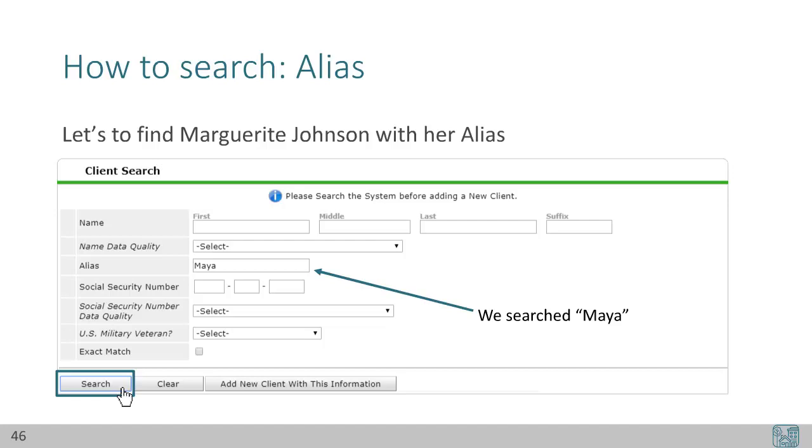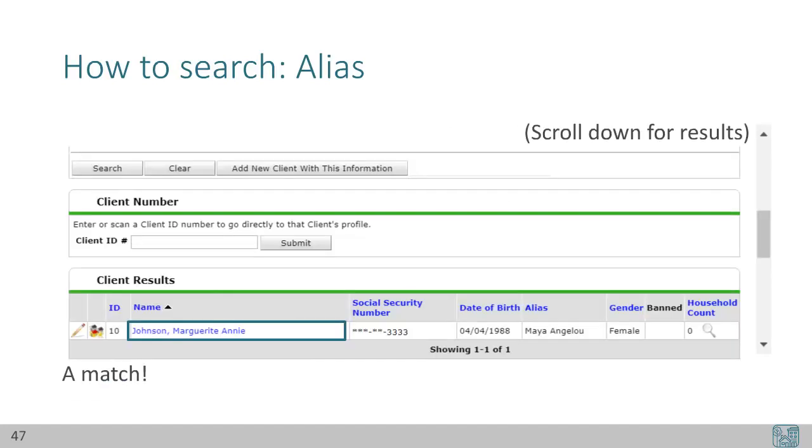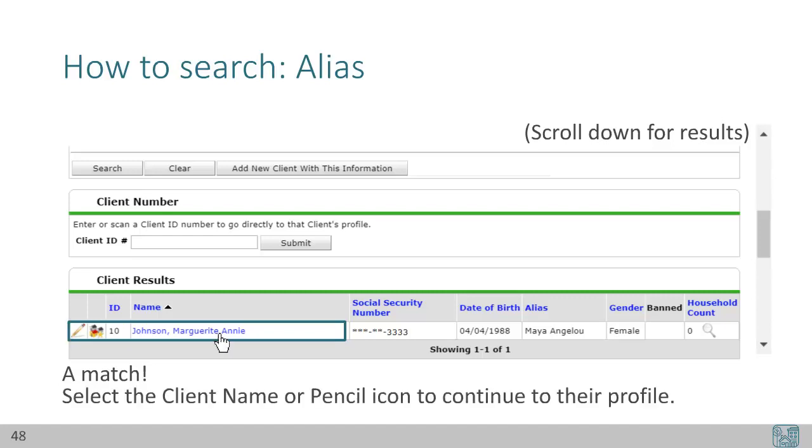Nothing but Maya is entered into the search area. Then we click Search. We got a match. Below in the results is our example, Marguerite Johnson, who is also known as Maya Angelou. If the right client profile is found, select the client name or pencil icon to go to their profile.